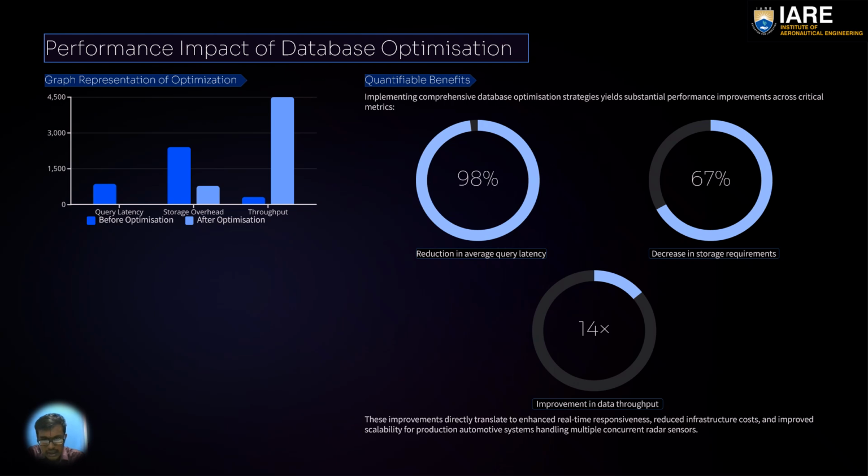These improvements directly translate into enhanced real-time responsiveness, reduced infrastructure costs, and improved scalability for production automotive systems handling multiple concurrent data sensors. Hence, that was all about the performance impact of database optimization.